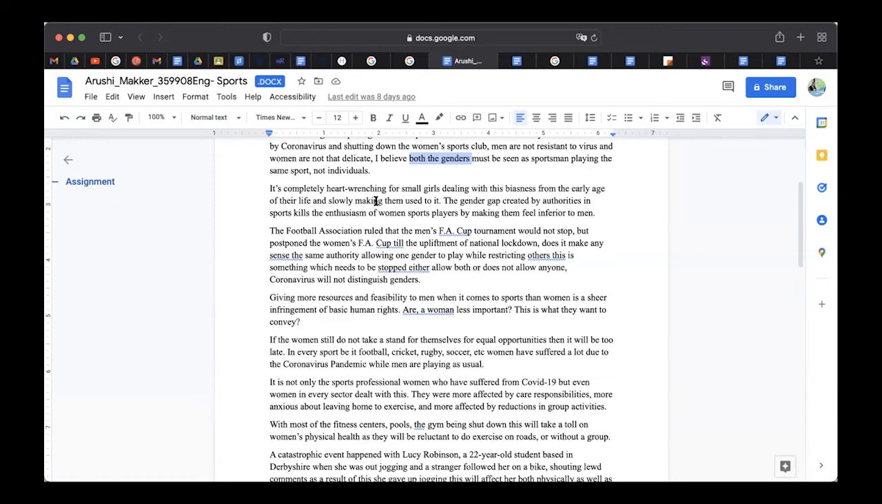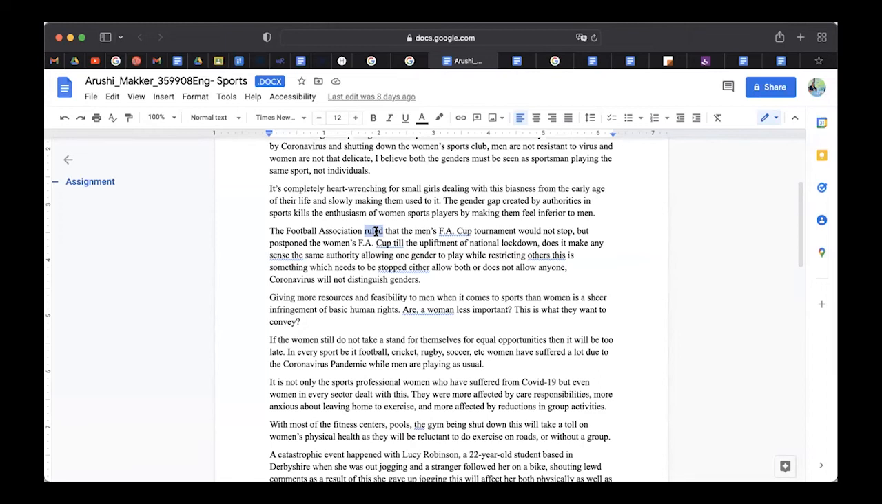Why are you using "would" with the fact that it has already been ruled? Would is always in a certain scenario. When you're saying that it has already been ruled, it should be that the men's FA Cup tournament shall not be stopped, or will not be stopped, but they have postponed, again subject, but they have postponed the Women's FA Cup till the upliftment of the national lockdown. Full stop.